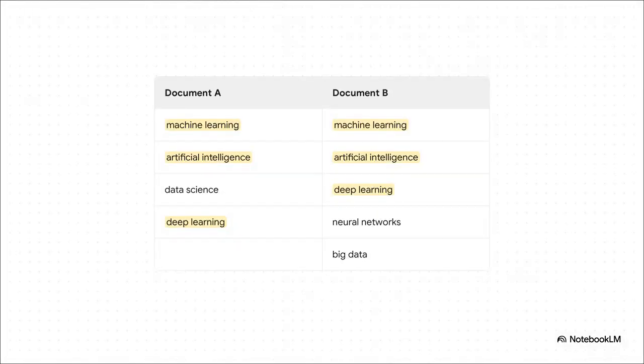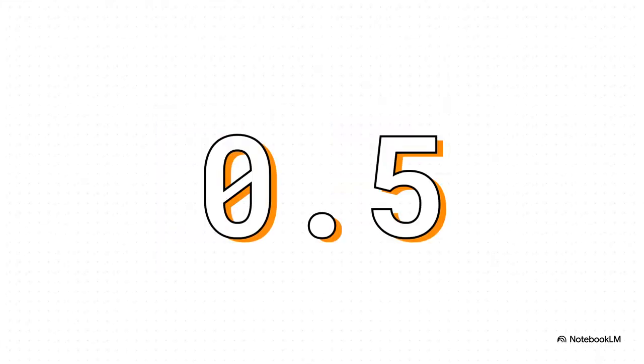Let's make this real. So we've got document A and document B. You can see the stuff they have in common. What we call the intersection is 3 phrases. And if you count up every unique phrase across both documents, the union, you get a total of 6. And from there, the math is a piece of cake. You just divide the intersection, which is 3, by the union, which is 6. That gives us a similarity score of 0.5, or you could say they're 50% similar. It's a perfect logical way to measure this.